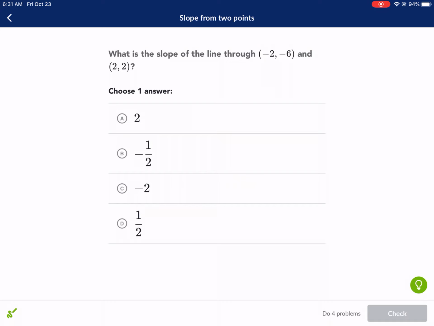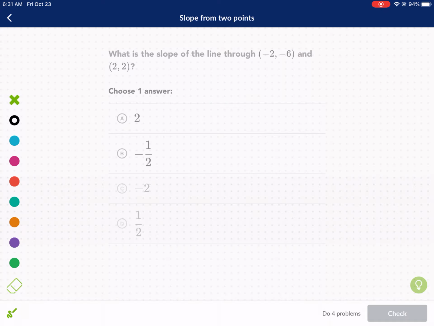Here we have slope from 2 points. Now, a lot of students kind of struggle with slope at first, and I think once you get it and understand it, it makes a lot more sense.